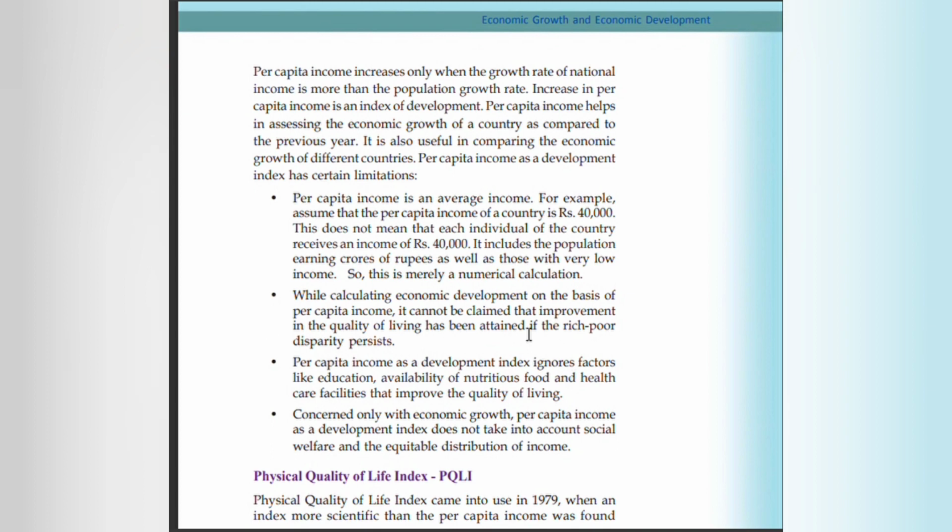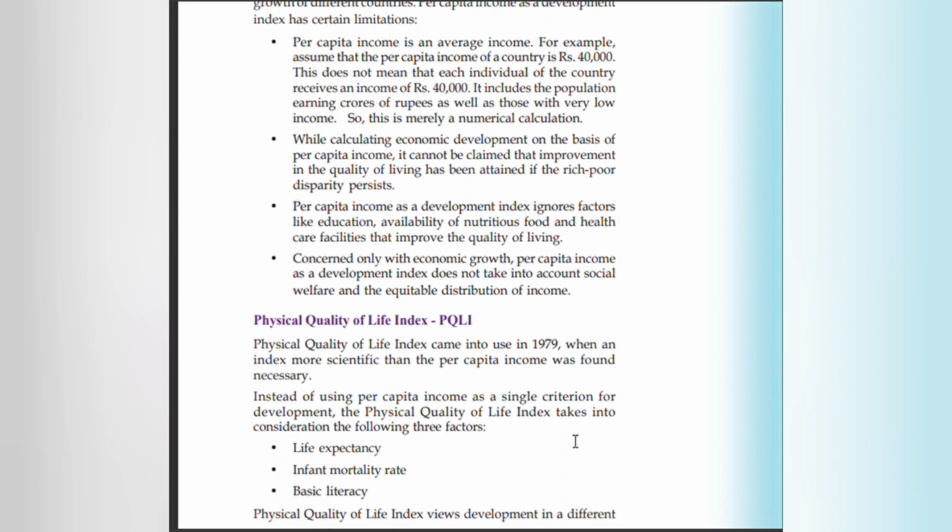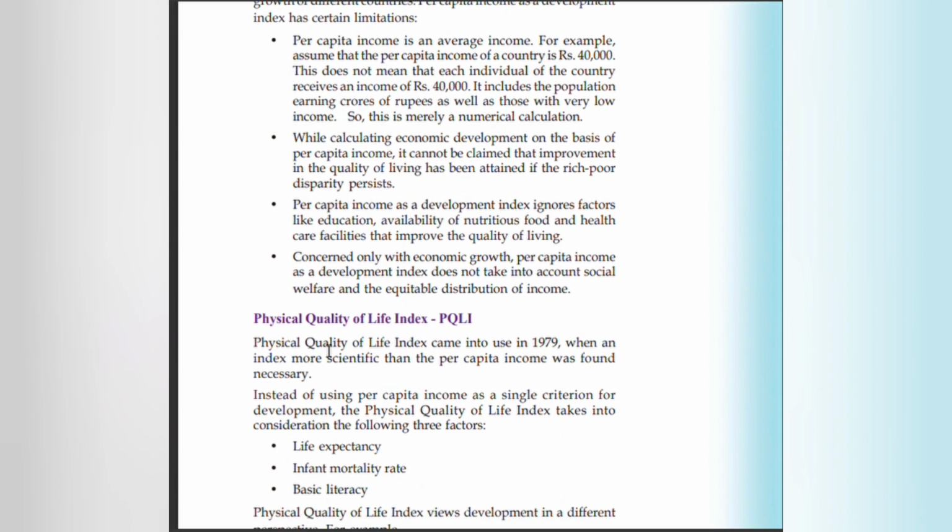While calculating economic development on the basis of per capita income, it cannot be claimed that improvement in the quality of living has been attained if the rich-poor disparity persists. Per capita income as a development index ignores factors like education, availability of nutritious food, and healthcare facilities that improve the quality of living. Concerned only with economic growth, it does not take into account social welfare and equitable distribution of income.